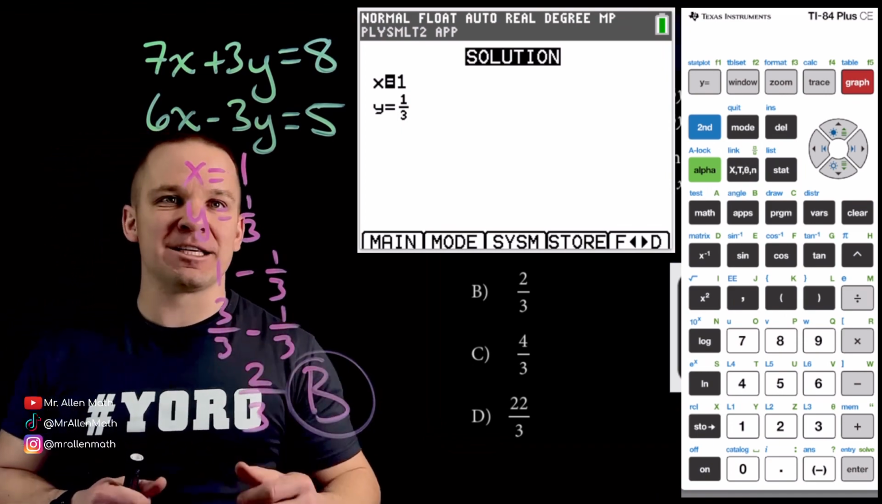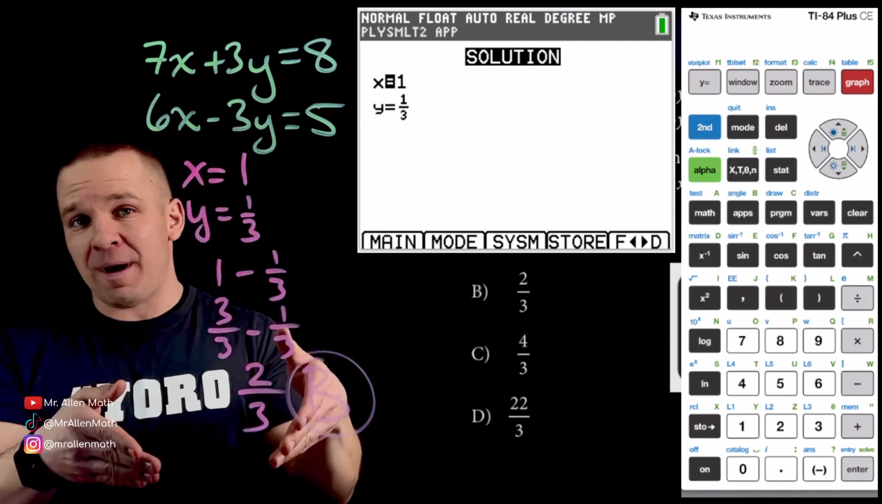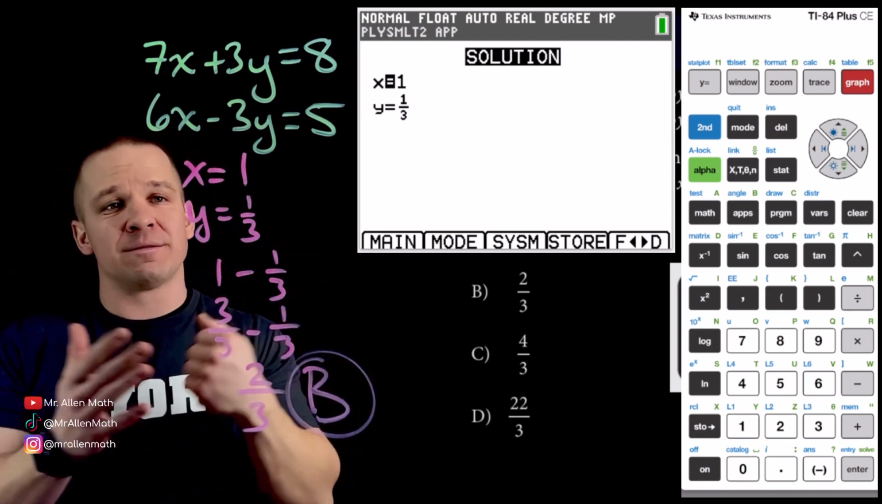All right. That's awesome. There we go. Boom. Wonderful. Little fancy app in your calculator, or do it by hand the old-fashioned way. Either way works. That's awesome.